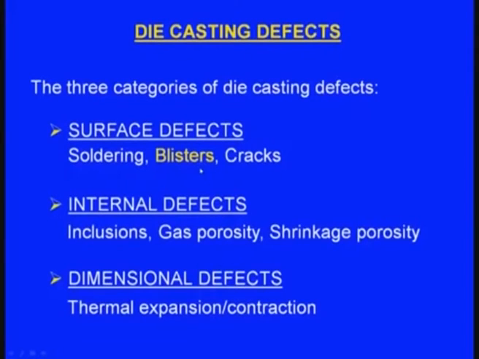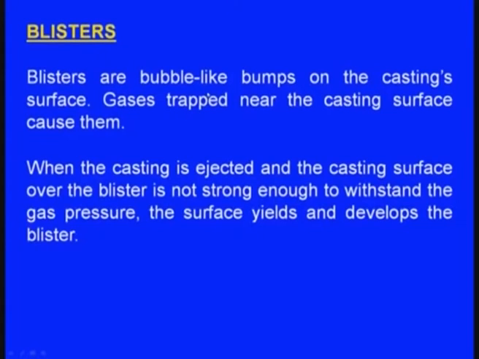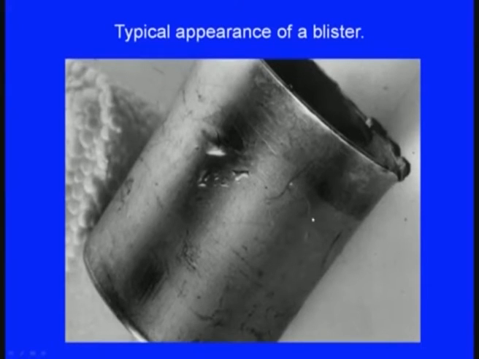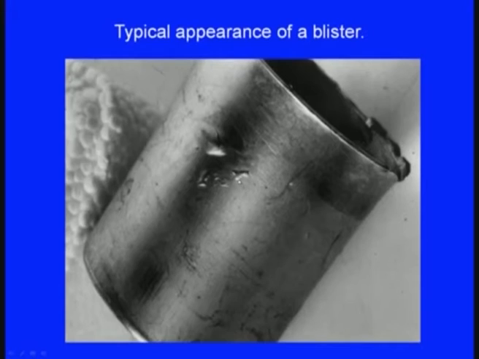Second defect is the blister. What is this blister? Blisters are bubble like bumps on the casting's surface. Gases trapped near the casting surface cause them. When the casting is ejected and the casting surface over the blister is not strong enough to withstand the gas pressure, the surface yields and develops the blister. Let us see its appearance. Yes, this is the casting. Here we can see a kind of defect like a bubble. So, this is the blister. You can see here, this is the blister.